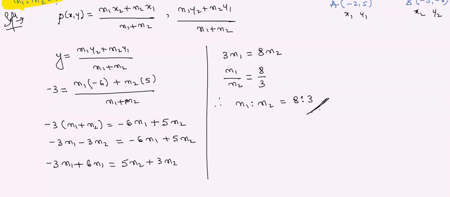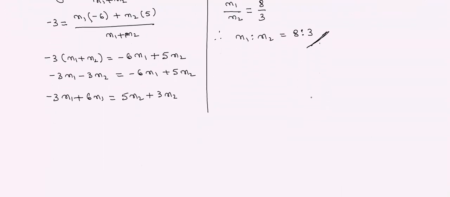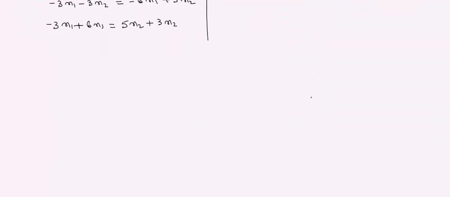To find the coordinates of P, what we do, we already know that the value of y is -3. Now we just need to find the value of x. To find the value of x, again we take the formula x is equals to m1 x2 plus m2 x1 by m1 plus m2. Done? Now we know the condition, right? Again I will write here. Let me substitute here.